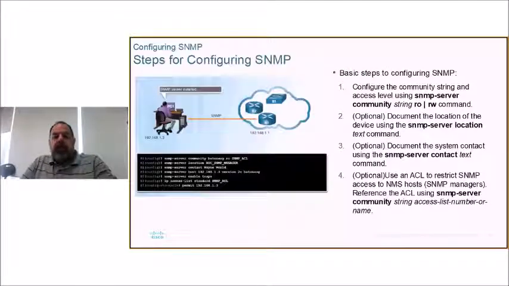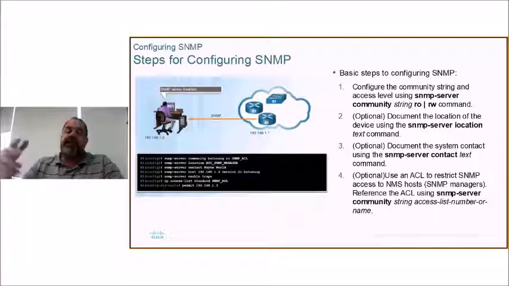So how do we configure it? And so basically, you configure a community string and access level using the SNMP server community command, and then you supply the string, and then you say RO or RW, whether it's read-only or read-write. You can document the location of the device using the SNMP server location, and so basically that just says it's in the wiring cabinet level 3, whatever it might be. And so that's just handy for people.